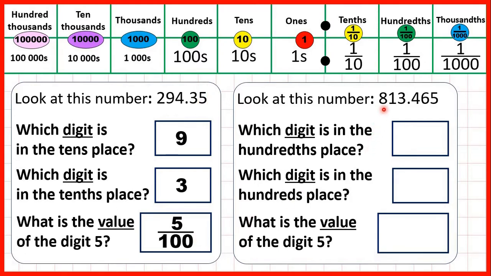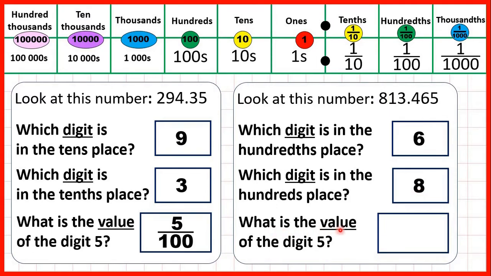Now look at this number. We have 813.465. Which digit is in the hundredths place? Well, the hundredths digit is always the second digit after the decimal point, so we have a 6 in our hundredths. Now, which digit is in the hundreds place? Remember, when we have decimals, we count place values from the decimal point, so we have ones, then tens, then hundreds, so we have an 8 in our hundreds place.